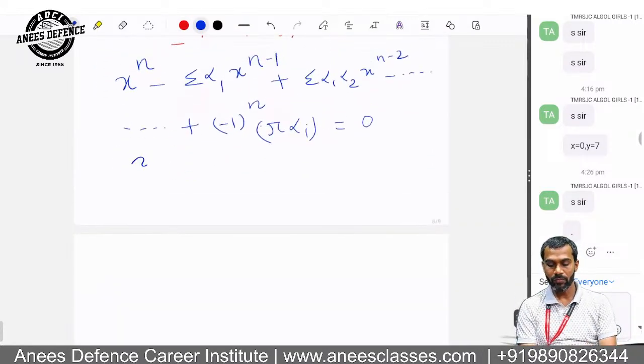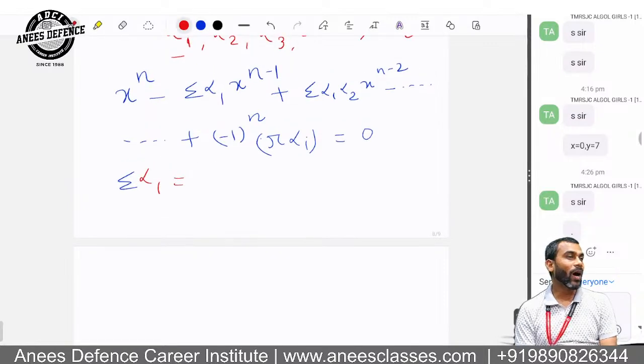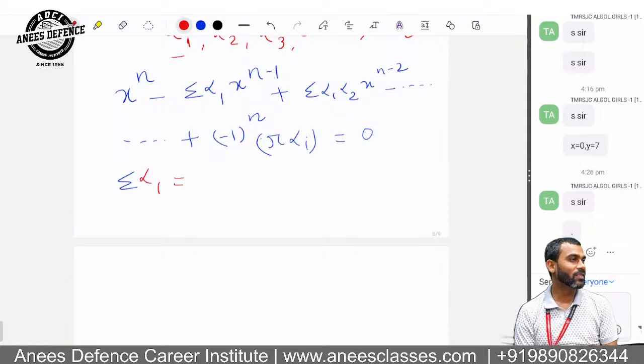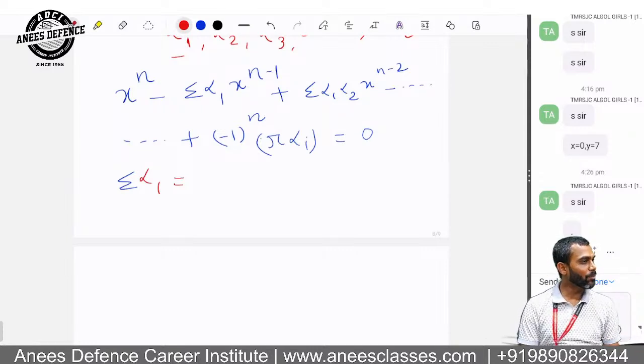Just anyone, what is the meaning of summation alpha 1? Pi means product. In statistics, summation means sum, pi means product. You don't know?